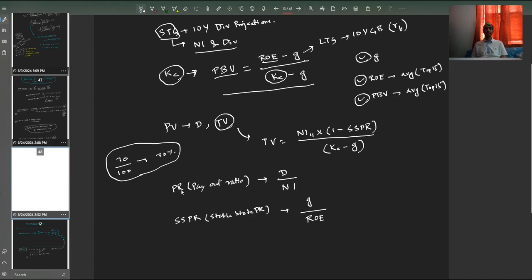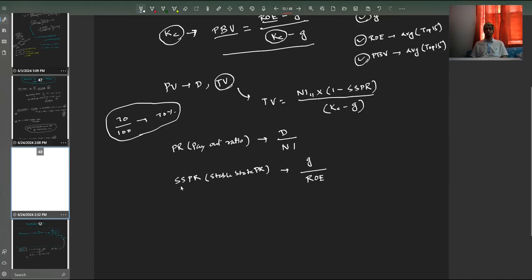This is the stable state payout ratio. All these things we know how to calculate, and we will use those methods now in Excel and try to find out the value of HDFC Bank through the dividend discount model, friends. So let's get on with it.